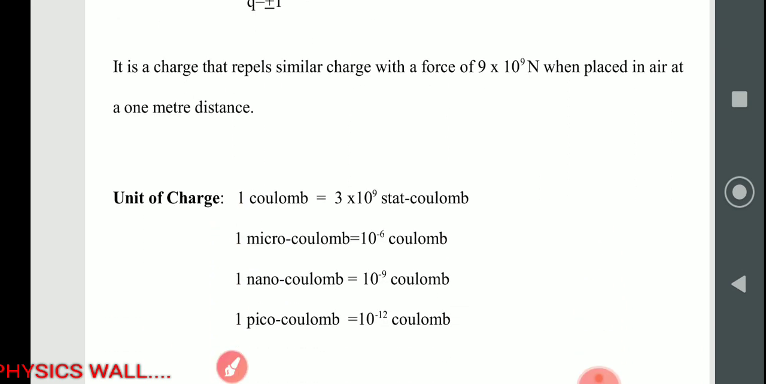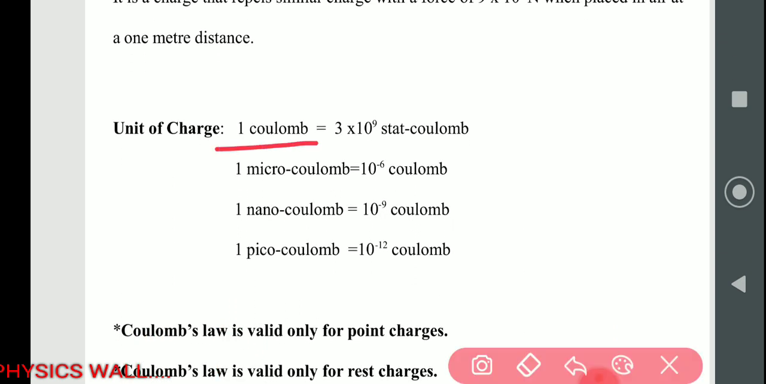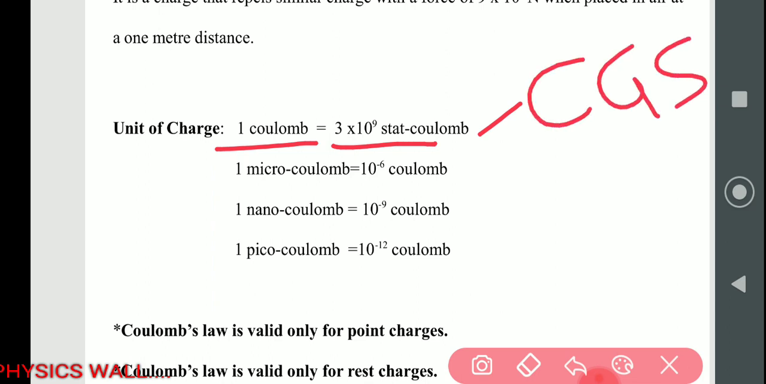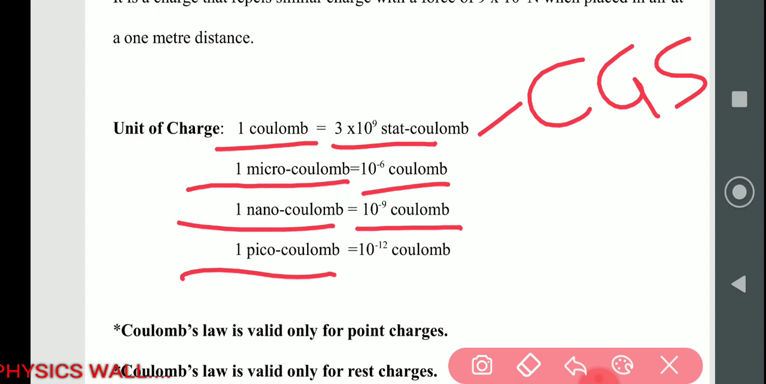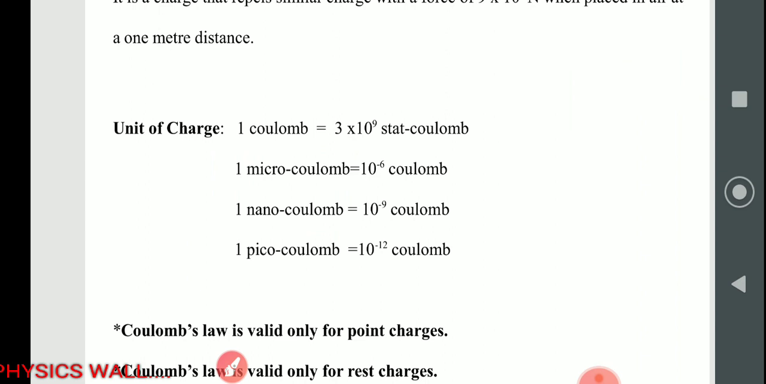Now we will discuss some units of charge. 1 coulomb we can write as 3 into 10 power 9 stat coulomb. What is stat coulomb? It is the CGS unit of charge. Next unit, 1 microcoulomb, we can write 10 power minus 6 coulomb. Next unit, 1 nanocoulomb, we can write 10 power minus 9 coulomb. Next unit, 1 picocoulomb, we can write 10 power minus 12 coulomb. So these are the units of charge.